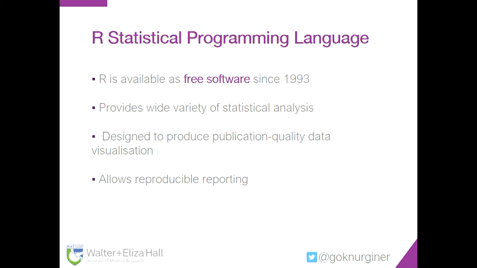So R is a statistical programming language which has been available as free software since 1993, which is 17 years after S was developed. It provides a wide variety of statistical analysis methods, like nonlinear modeling, linear modeling, time series analysis, and prediction. So you can do plenty of different types of analysis by using R. It allows reproducible reporting, and the main point of R when it was developed was to create publication quality data and visualization. In New Zealand, Ross Ihaka and Robert Gentleman created their own tool to produce a better data set, and then it became the R programming language, and it is now widely used.